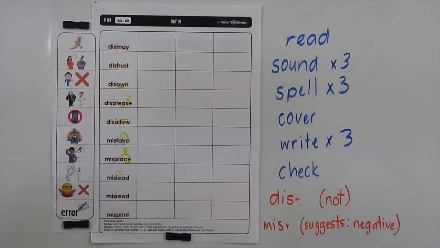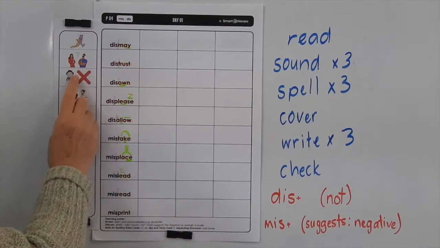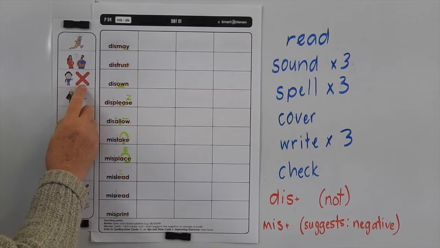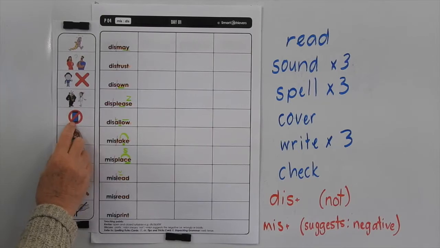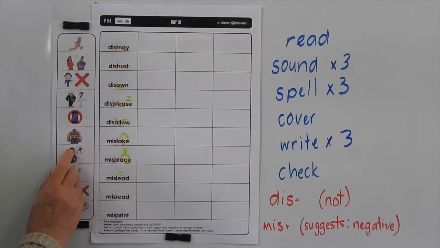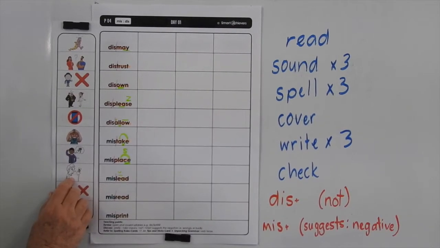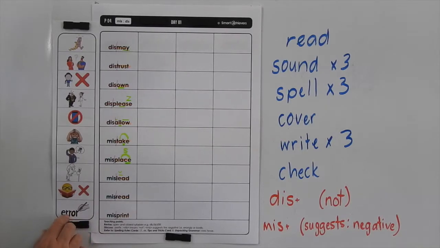Now what do these words mean? Dismay means distress, distrust means suspicion, disown means when something's cast aside from a family, displease is when you make someone unhappy, disallow is when you refuse something, mistake is an error, misplace is when you lose something, mislead is when you give the wrong impression or you're taken the wrong way, misread means it's read incorrectly, and misprint means that it's printed incorrectly.